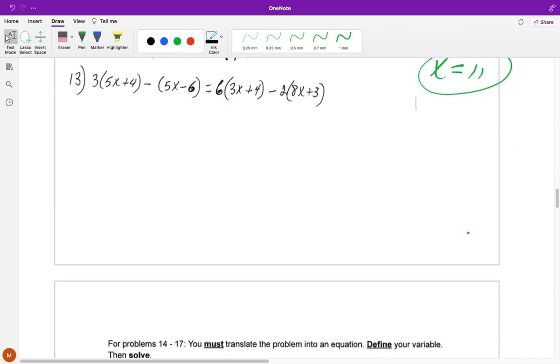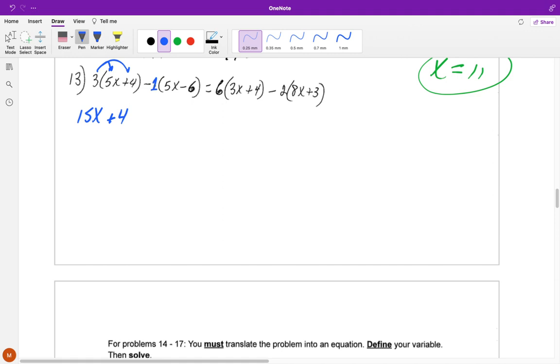All right, so this next one, there's multiplying for every single one. So I'm going to distribute this 3 in. So I get 15x plus 4. Here I'm subtracting everything. As long as you remember that this 5x needs to be subtracted and this minus 6 needs to be subtracted, you can just apply that.